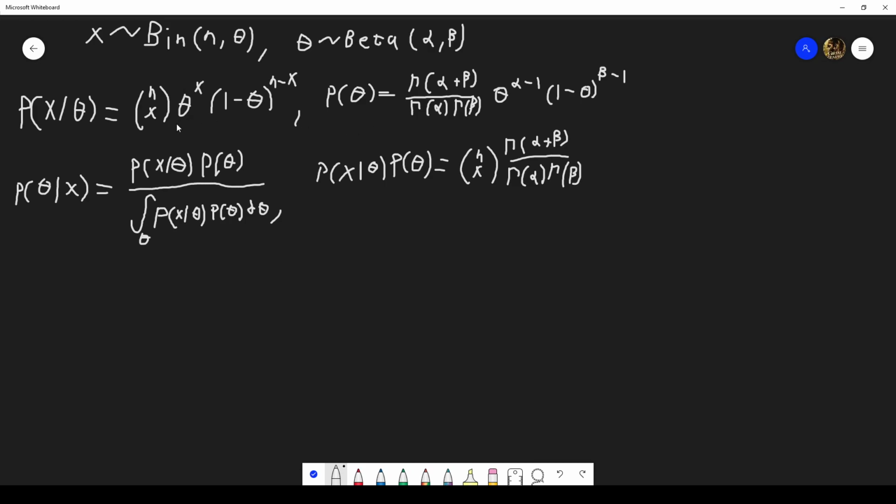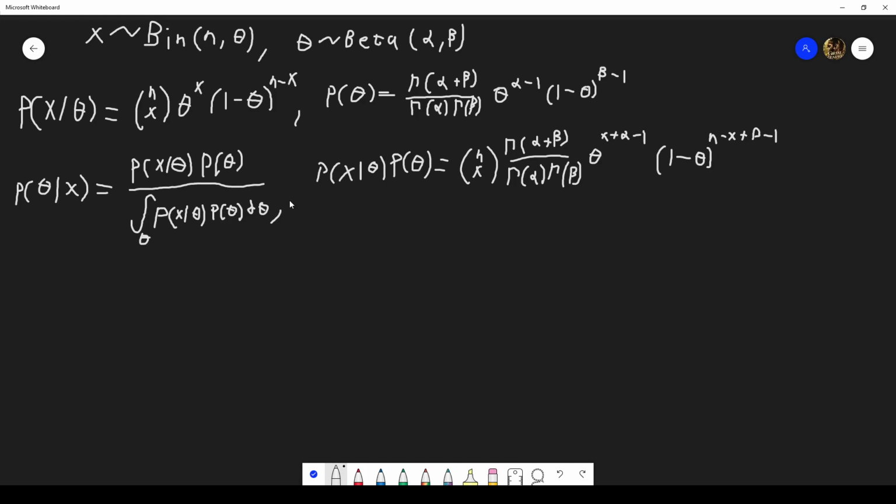times, now note that we can combine these two terms. We have theta to the x and theta to the alpha minus 1. Those have like bases, we can combine them, and this becomes theta to the x plus alpha minus 1. And then again, we have a like base, 1 minus theta, so we can combine these two, and this becomes 1 minus theta to the n minus x plus beta minus 1.